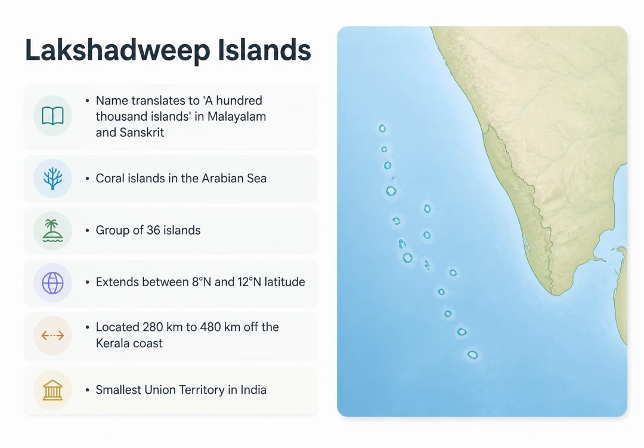Now, let's shift our focus to the western coast and the Arabian Sea to explore the Lakshadweep Islands. In both Malayalam and Sanskrit, the name Lakshadweep beautifully translates to 100,000 islands. In reality, it is a group of 36 coral islands located between 280 to 480 kilometers off the coast of Kerala. It holds the distinction of being a uni-district union territory and the smallest one in India.